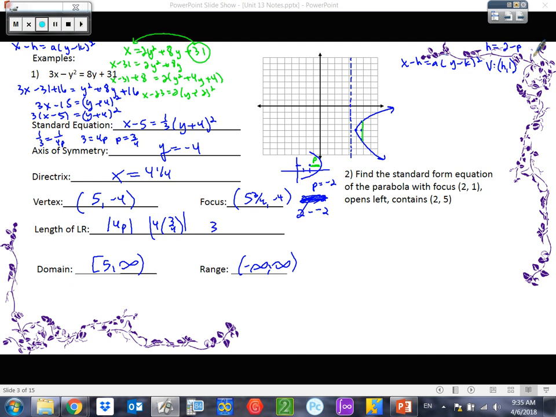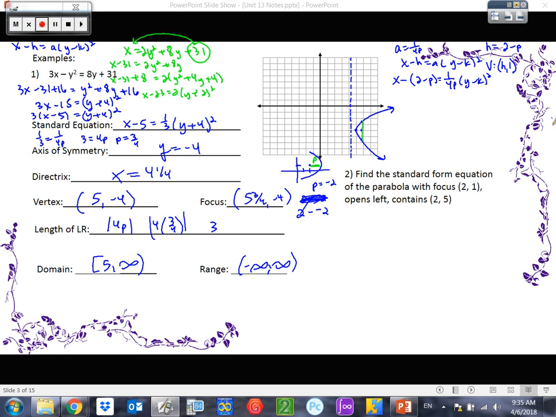So I know h is 2 minus p, and I know a equals 1 over 4p. I'm going to take that information and put it into my standard equation. So x minus h, which is 2 minus p, equals a, which is 1 over 4p, times y minus k squared. So I'm just going to pause here for a second, making sure that I have p's in place of the things that I can.